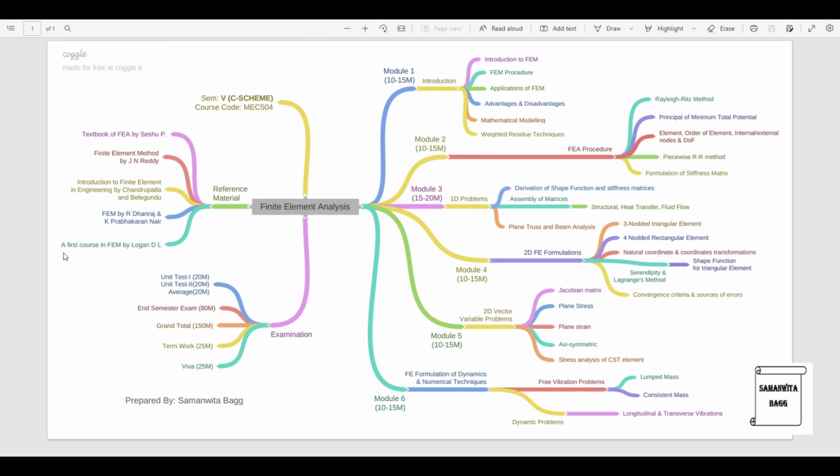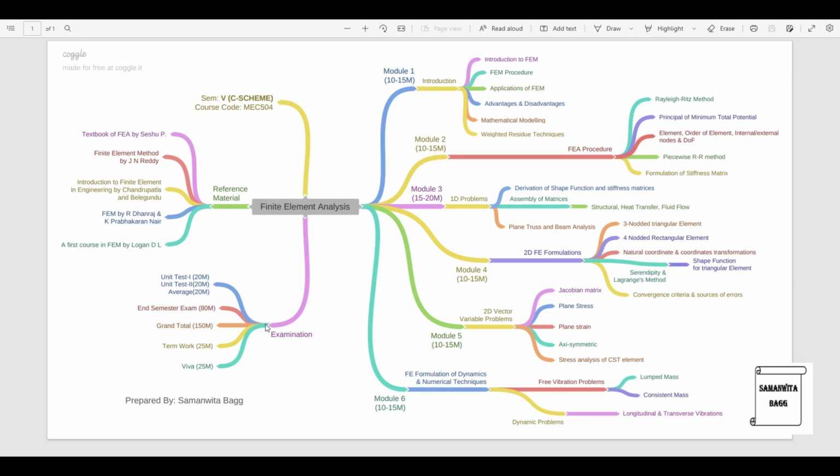You have A First Course in FEA by Logan D.L. This is another best book on FEA. So all these books are so good with FEA that if you go through them, you will definitely have an in-depth knowledge of the subject, which is very important when you are analyzing using the software. Because generally when you solve it numerically, it becomes very easy. But when you see a particular result in ANSYS solutions, at that time interpretation of the solution is very important, and that happens only with a better understanding of the concepts.